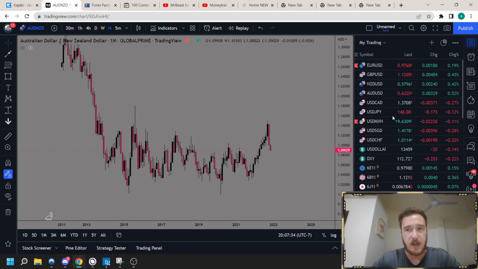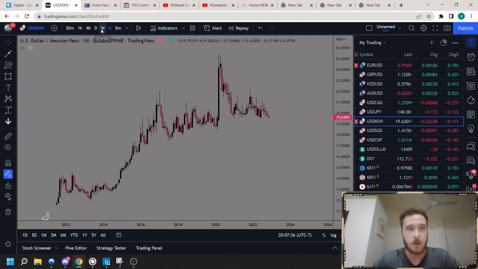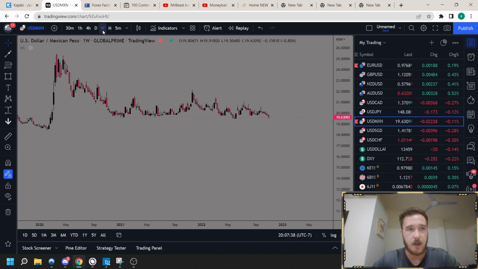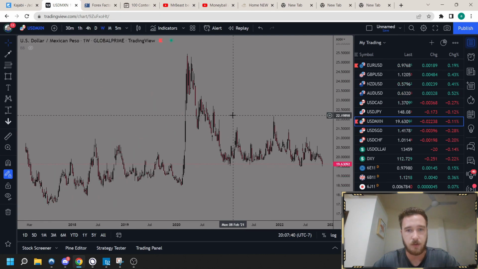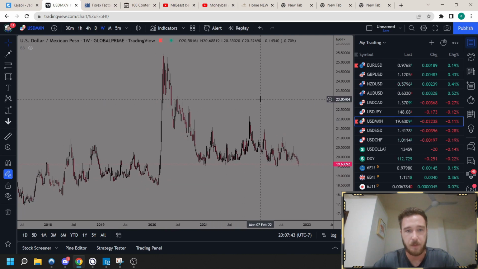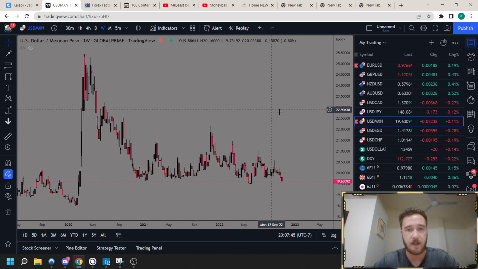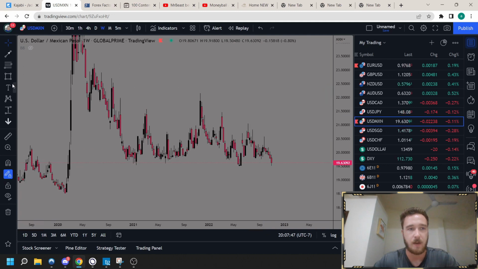A great example that I could share is not Euro USD, it's USD Mexican, because if we scroll out on the weekly time frame, where do you see buyers stepping in? Here on the weekly time frame. Well, we see buyers anytime that prices are down here, buyers seem to be stepping in.